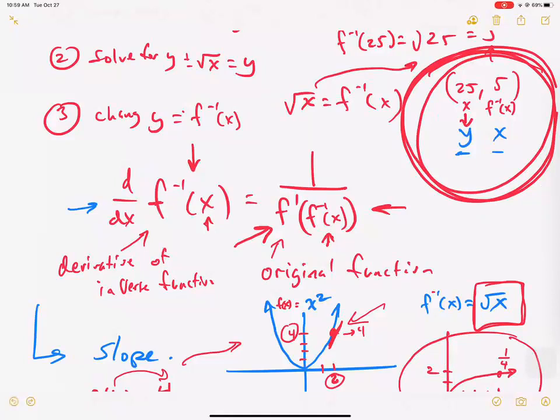So why is this so important? I have a question. Yes. Another question. So derivatives are the same as inverses? No, but there's a relationship. It's just 1 over your original derivative.